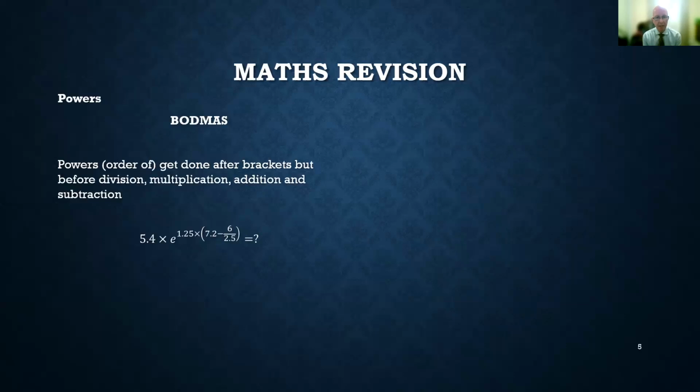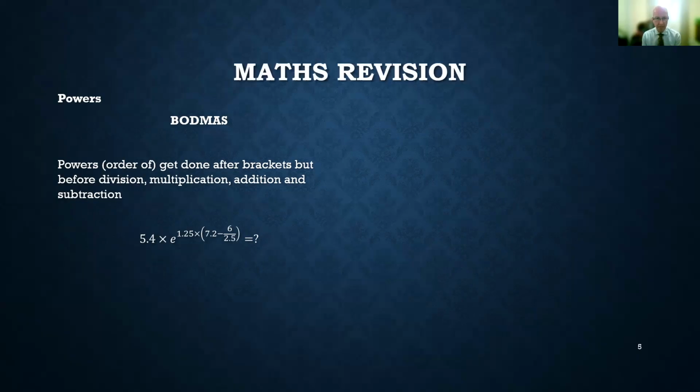So here's this equation we've got to sort out. 5.4 times E, it's just a number, being raised to the power of 1.25 times, open brackets, 7.2 minus 6 over 2.5. So BODMAS tells us we focus on the brackets. We look inside the brackets. There's 7.2 less 6 over 2.5. BODMAS tells us we divide 6 by 2.5 before we subtract it from 7.2.